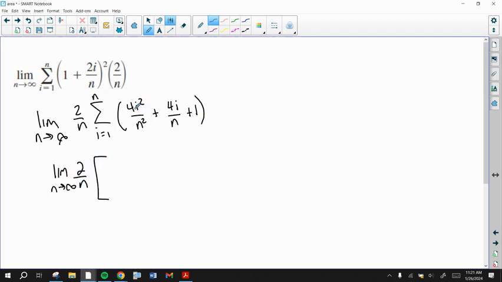So the summation of 4i squared over n, again, the 4 over n squared is a constant. The summation of i squared is n times n plus 1 times 2n plus 1, all over 6. That's the formula for the summation of i squared. Plus 4 over n is a constant, my next term, and then the summation of i is by formula n times n plus 1 over 2. And then finally, the summation of a constant is just the constant times n. So the summation of 1 would just be 1 times n.